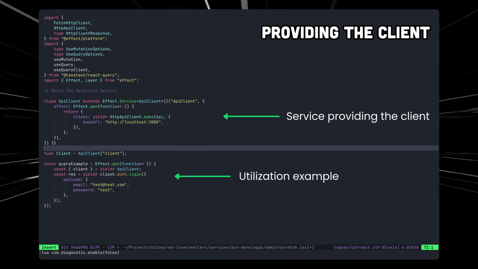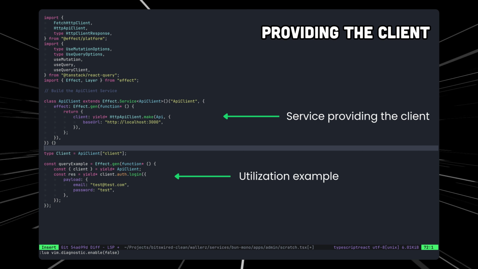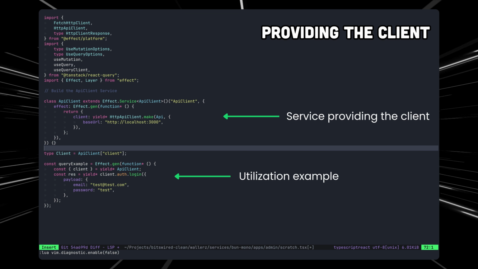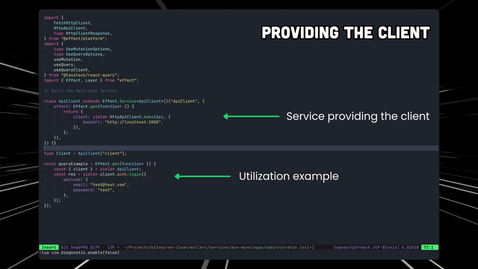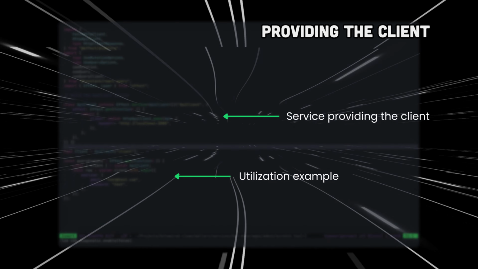The next step is to create an Effect service that provides the fully typed client. To do so, we simply create a client using the HttpApiClient make function with our API contract as first parameter and the base URL. We then extract the type of the client, and we can make a simple query to illustrate how it works.